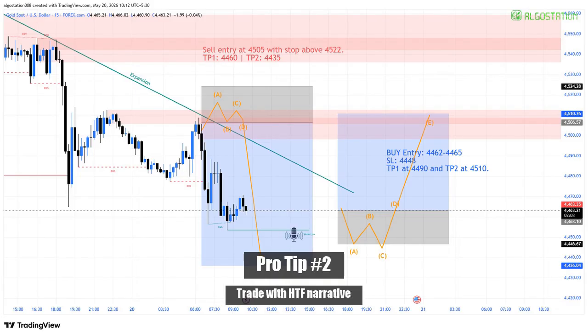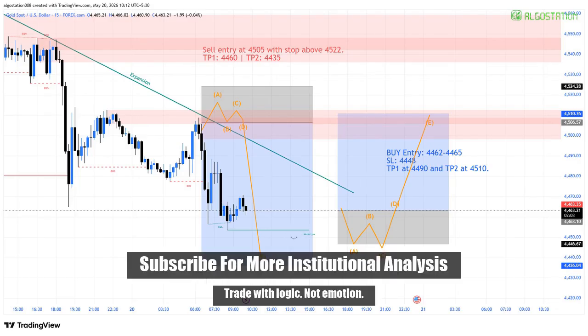Always align lower time frame entries with the higher time frame narrative. Selling from premium pricing in bearish markets dramatically increases probability. Institutions target obvious stop losses. Never place stops exactly at visible highs or lows. Give your trade enough room beyond liquidity. This is how institutions move the market through liquidity, manipulation, and structure.